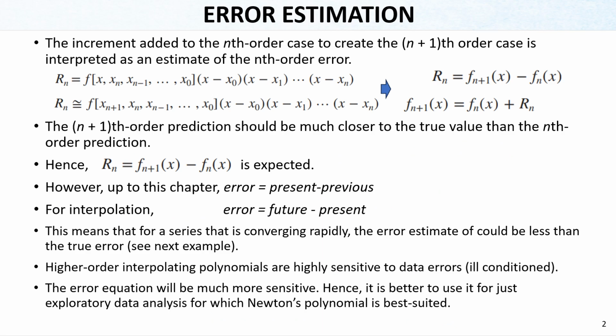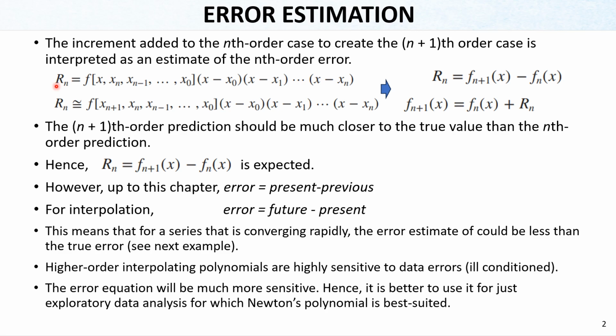Before showing an example for the truncation error for the Newton's polynomial, we will continue on the error estimation, because we said that we actually added an additional term, or additional data, n plus 1 data, to be able to predict the truncation error. So the increment added to the nth order case to create an n plus 1 order case is interpreted as an estimate of the nth order error. So basically we will have an n plus 1 order case actually, but we will just use an nth order polynomial. Then we use the additional data to predict the error. So here the actual error was this, as we said, but we have x here for which we don't know the f(x) value. So we are not able to use this. Instead, we will use this additional data, x_{n+1}, for which we know the function value. We use that as an estimate for this, basically.